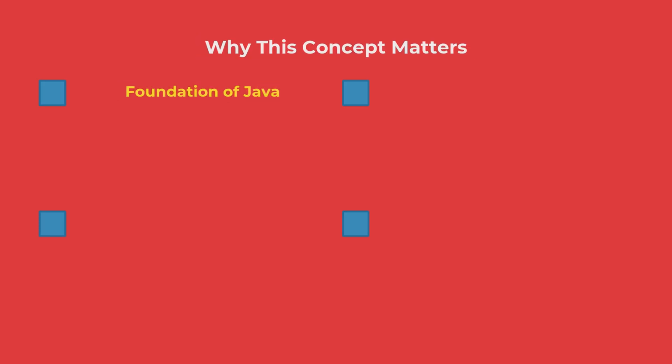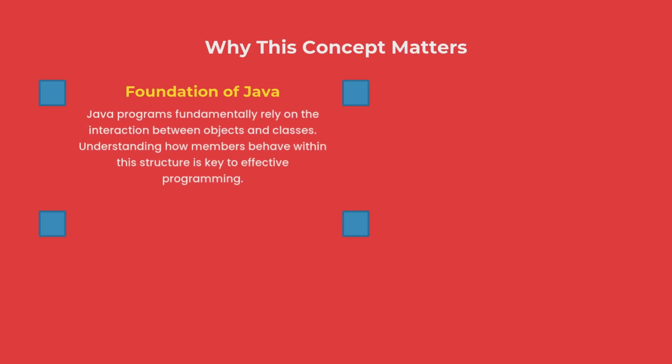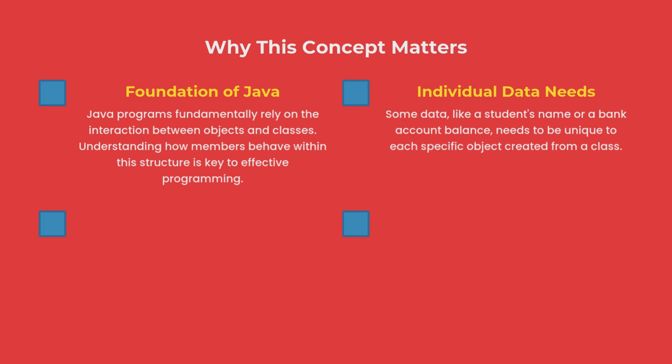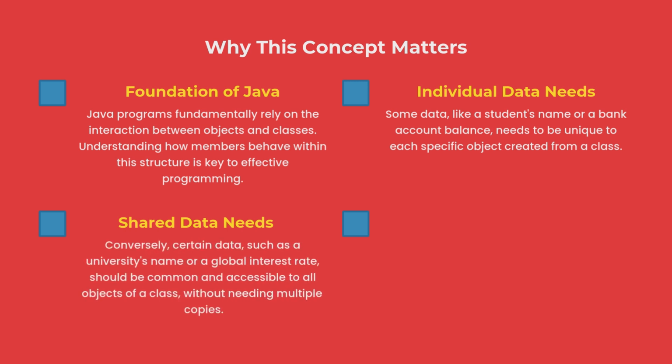Why this concept matters. Foundation of Java. Java programs fundamentally rely on the interaction between objects and classes. Understanding how members behave within this structure is key to effective programming. Individual data needs. Some data, like a student's name or a bank account balance, needs to be unique to each specific object created from a class. Shared data needs. Conversely, certain data, such as a university's name or a global interest rate, should be common and accessible to all objects of a class, without needing multiple copies.